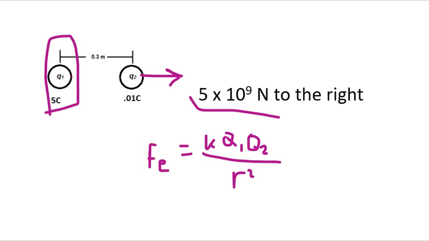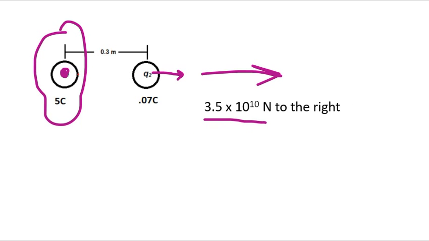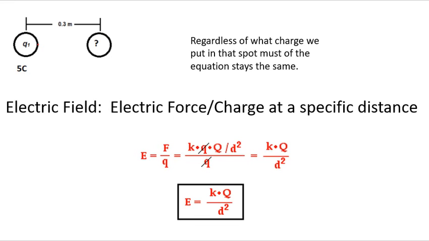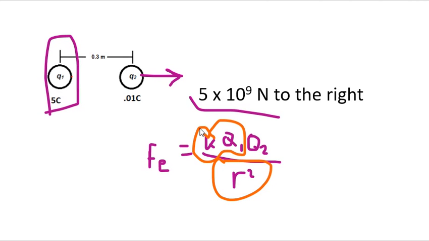Again, I think I'm repeating myself, but K didn't change, Q1 didn't change, R didn't change. So there's a whole bunch of this equation that stays the same for all three examples. So what does that mean? Well, it really means that we could come up with a new measurement. If we knew this, K Q1 over R squared, and we just kept that and said, at this point, these three things I can calculate, and then every time I bring a different charge over, I can just multiply that charge by these three things that aren't changing.